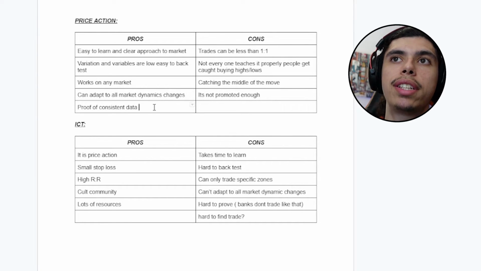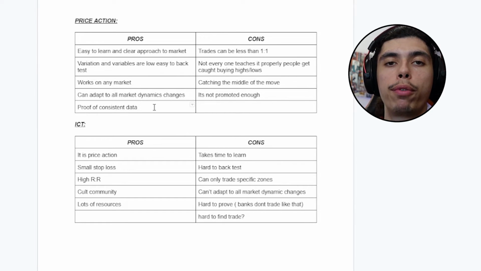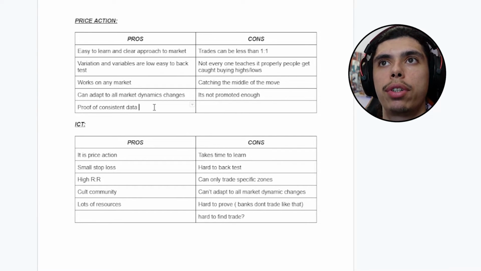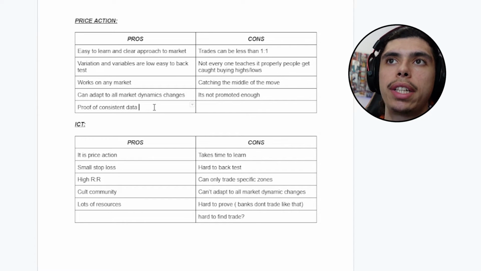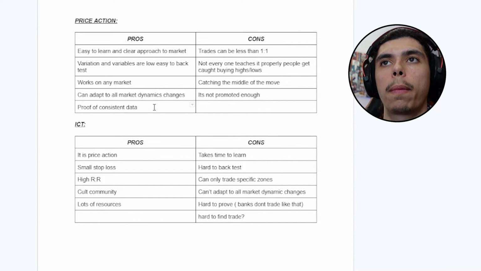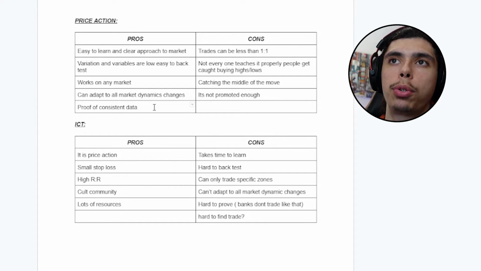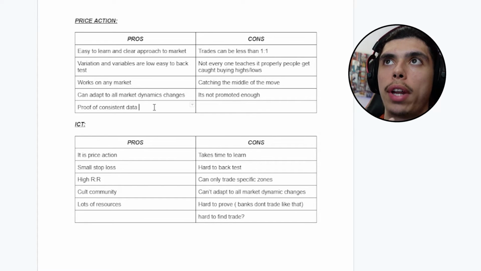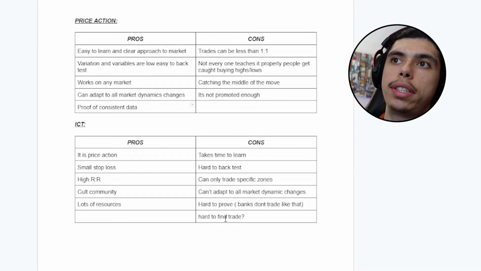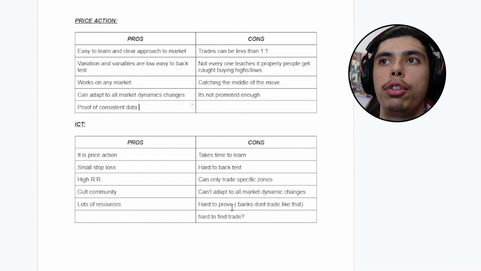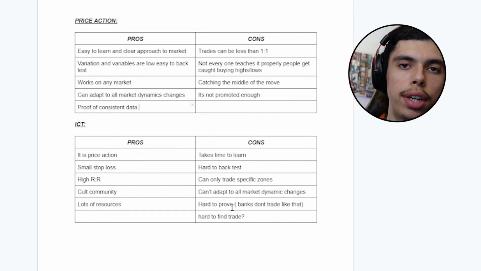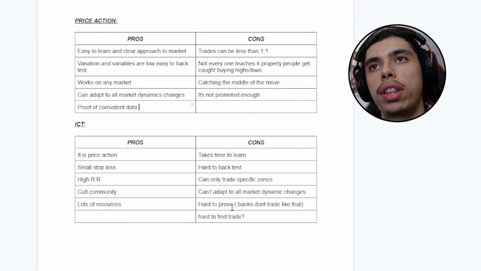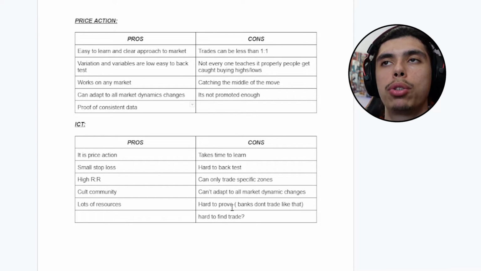And the other thing is that there's a lot of proof out there. I show a lot of proof of consistent data. You can see a lot of proof of traders who can show you the simplicity of this trading style. I show it on my live stream, and I show it on Excel sheets and everything. That is one of the bad things about ICT: it is very hard to prove. You can't prove that banks trade like this, and I can guarantee you banks don't trade like that. The idea of trading with the banks is completely wrong, because we are retail traders.